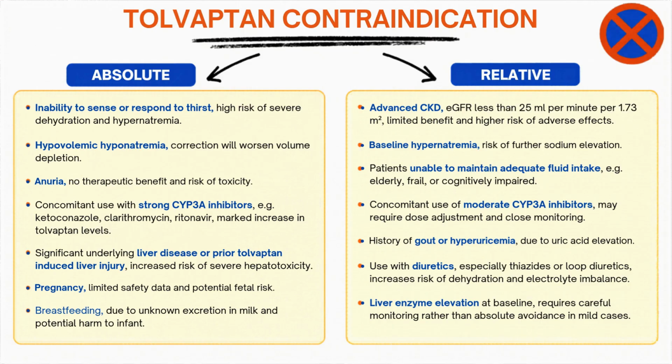In advanced kidney disease, especially eGFR far below 25, the benefit is limited, while risk is increased. Baseline hypernatremia can worsen further with treatment. Patients who cannot maintain adequate fluid intake, such as the elderly or cognitively impaired, are at high risk of dehydration. Moderate CYP3A inhibitors may still be used, but with dose adjustment and close monitoring. History of gout or hyperuricemia is relevant, as tolvaptan can increase uric acid levels. Concurrent diuretics, especially thiazide or loop diuretics, increase risk of dehydration and electrolyte disturbance. And elevated liver enzymes at baseline require careful monitoring rather than immediate exclusion in mild cases.